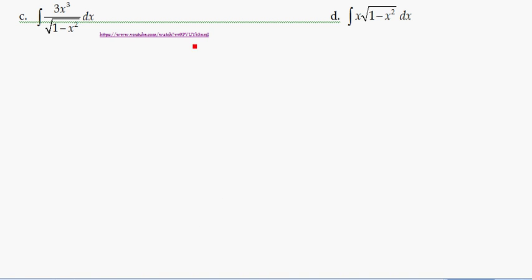Okay, again, this one has a video, so let's look at this one. I see a difference of perfect squares. So when I go to label my triangle, I know that my hypotenuse must be 1, right? Because it's 1 squared. And my two legs are x and the square root of 1 minus x squared. So in fact, this same expression showed up in the very first trig substitution problem we did.